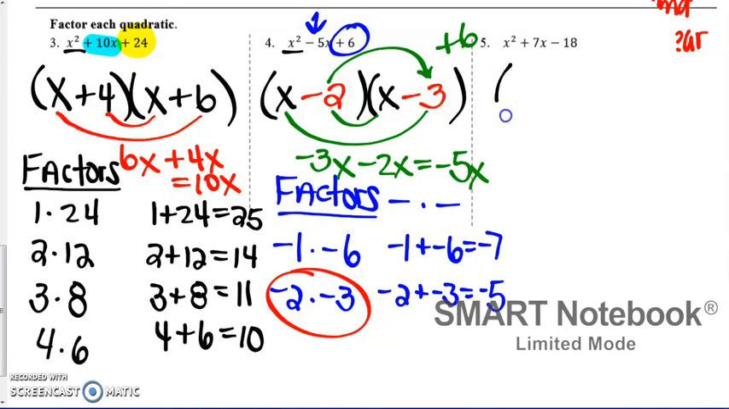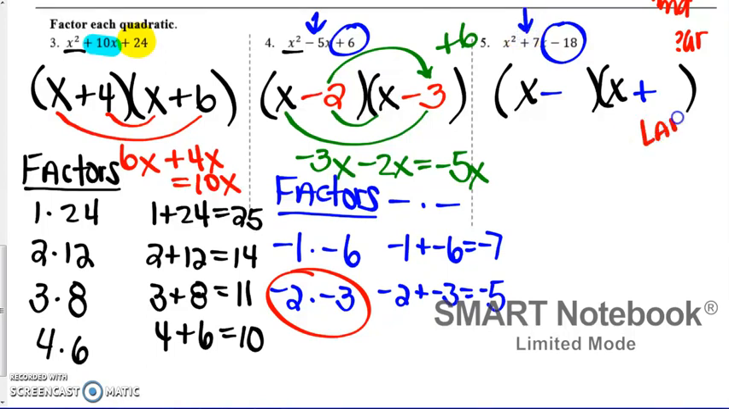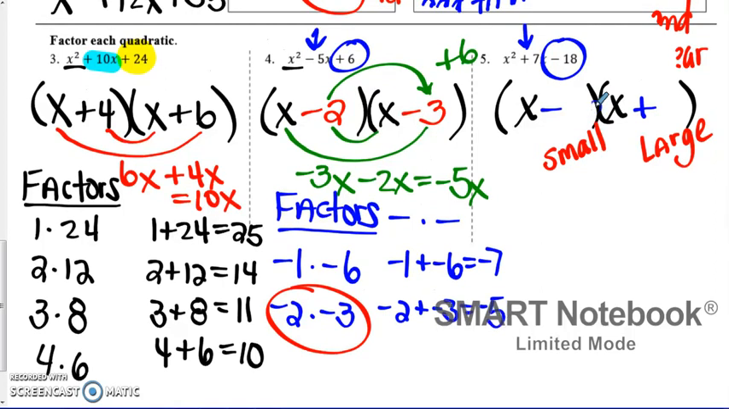Alright, so the first thing we needed to do was split our two linear factors up into x and x. Since my constant has a negative, one sign should be positive and one sign should be negative. Now my middle term is positive, which means my larger number should be positive. So my larger factor needs to go here with the plus, and the smaller factor needs to go with the minus. Okay? So factors of negative 18.